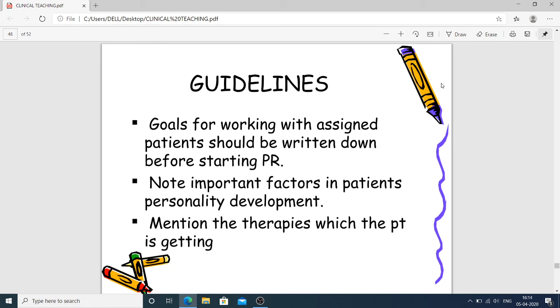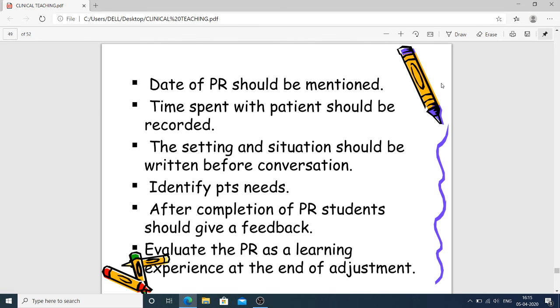Goals for working with the assigned patients should be written down before starting the process recording. Note important factors in the patient's personality development. Mention the therapies which the patient is getting. Along with that, the date of the process recording should be mentioned. Time spent with the patient should be recorded. The setting and the situation should be written before the conversation. Identify the patient's needs. After completion of the process recording, students should give feedback and evaluate the process recording as a learning experience at the end of the adjustment.